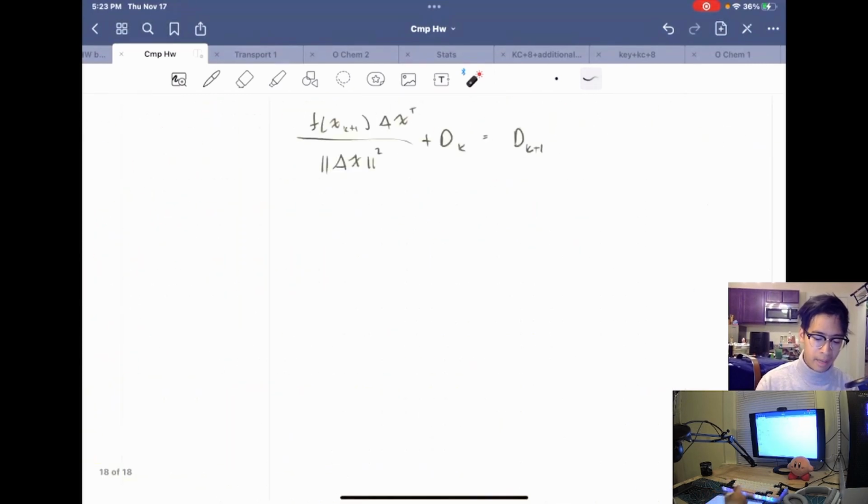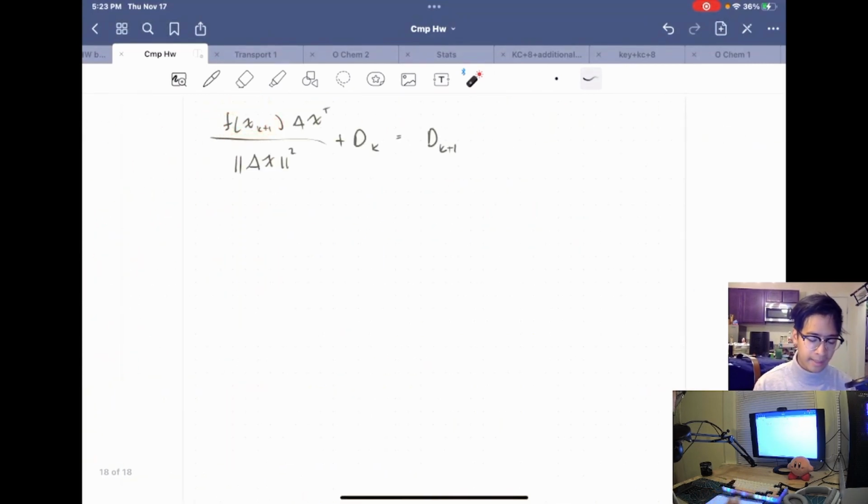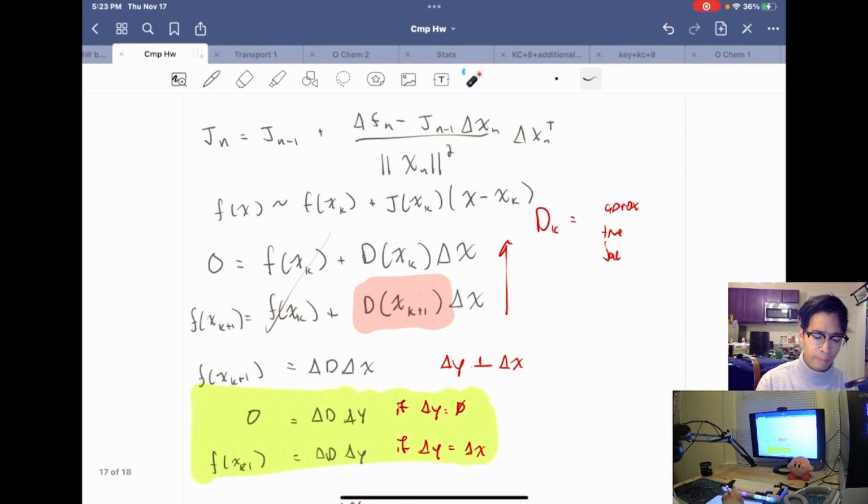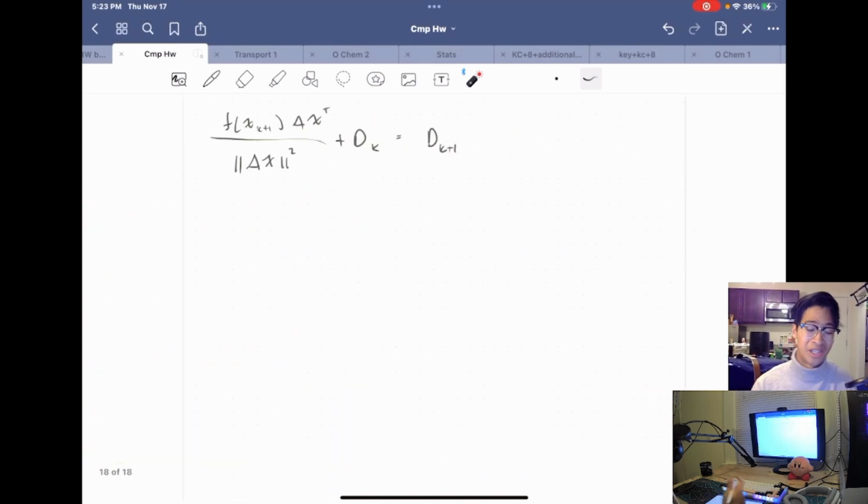What do we have here? We have f of x at k plus 1, but Broyden describes it in the change in delta x, change in delta f. Change in delta f is redundant. So what can we do here?